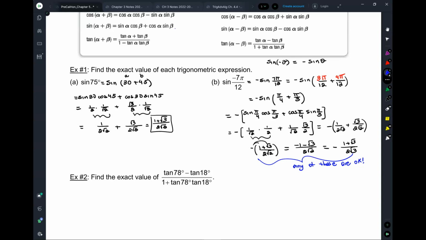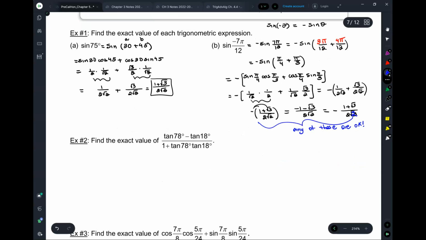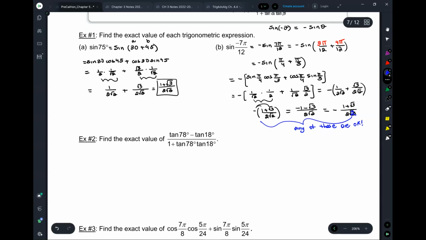Is it 2 and 3 on the bottom or 2 and 2? It's 2. I got carried away with the 3s. Okay, so take a look at the next one.